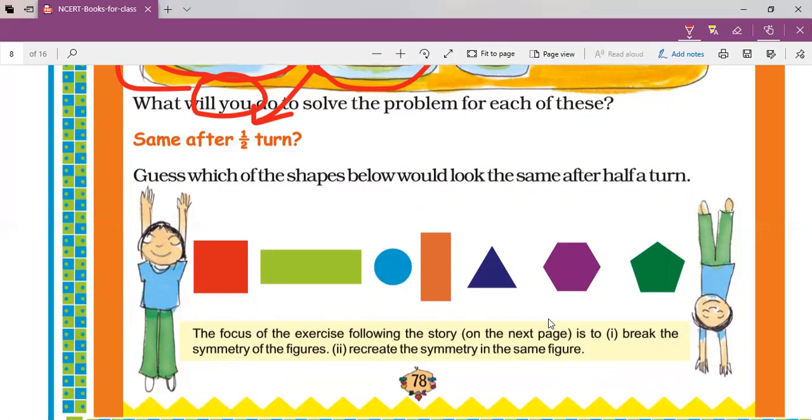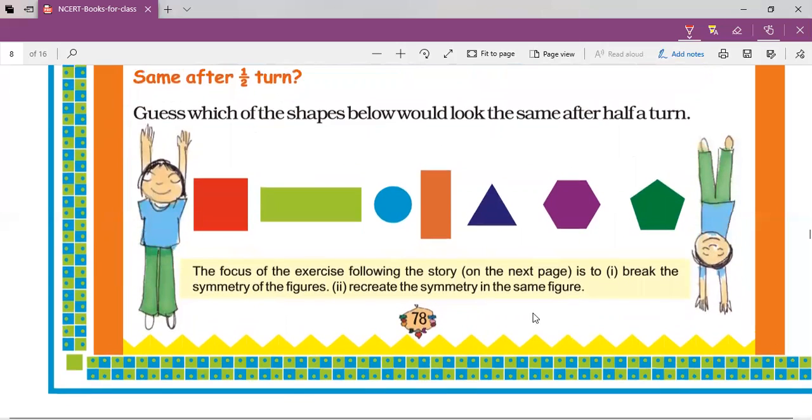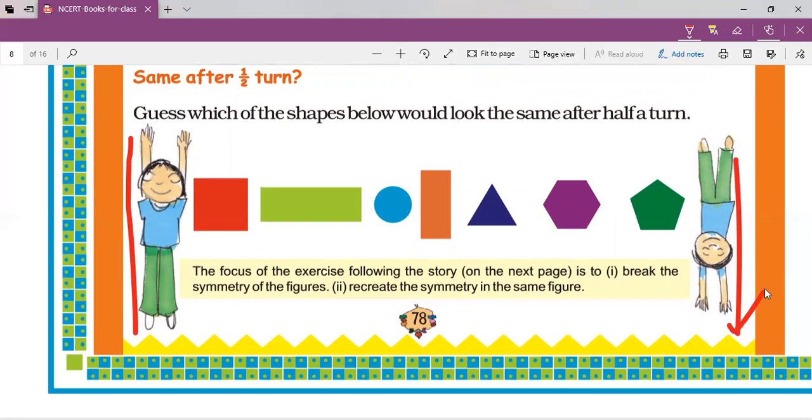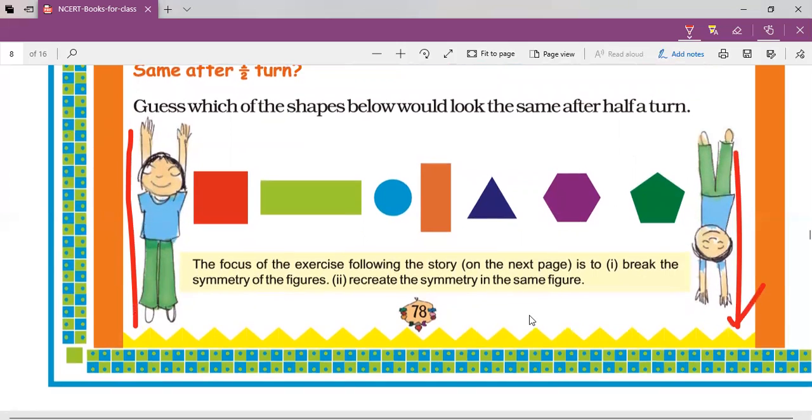Cut that paper and try to turn it, give it a half turn, and see whether the shape of that rectangle or square is changing or remaining the same, and which shape is changing and which is remaining the same. You can see here this boy standing straight, and when we give a half turn, his hands are downwards and legs are upwards. This is a half turn.